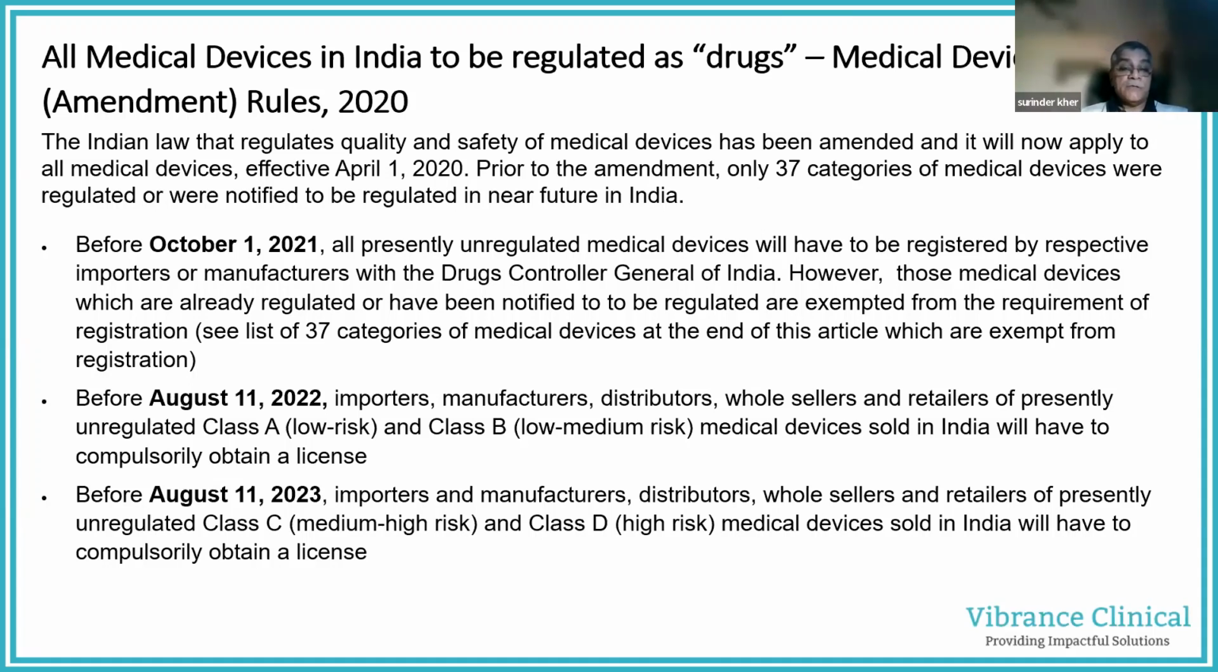We won't talk about which are those 37 ones, but before August 11 of 2022, importers or manufacturers, distributors, wholesalers and retailers of presently unregulated devices, which are class A, very low risk, and class B, low medium risk devices sold in India, will have to compulsorily obtain a license. And then before August 11, 2023, importers and manufacturers, distributors, wholesalers, everybody else will have to compulsorily obtain a license for class C and class D devices. So this is the device law as of today.